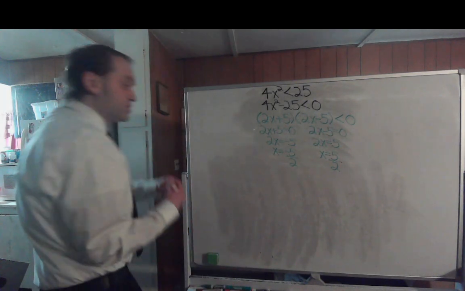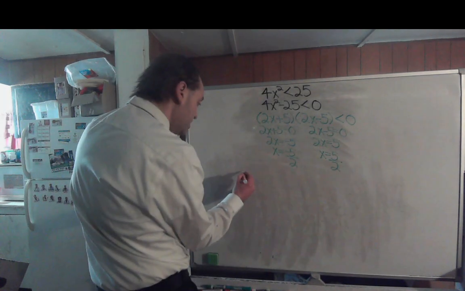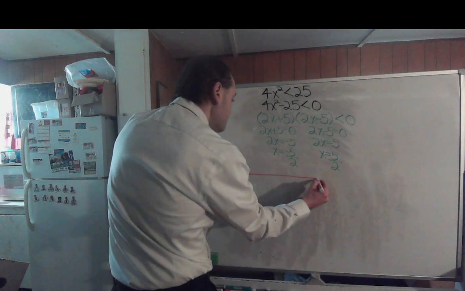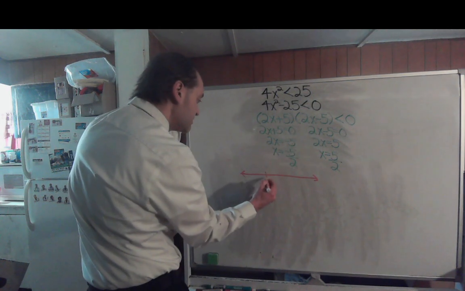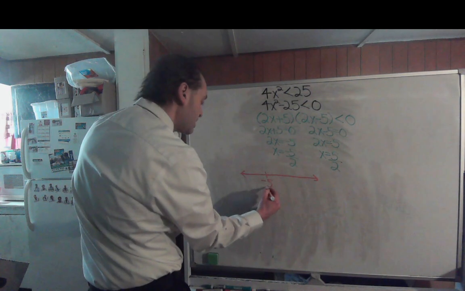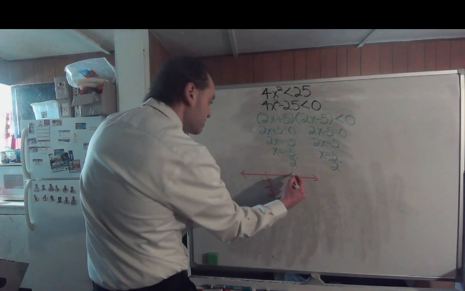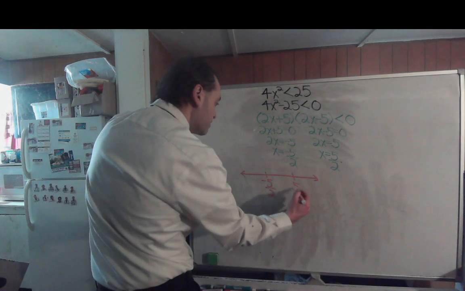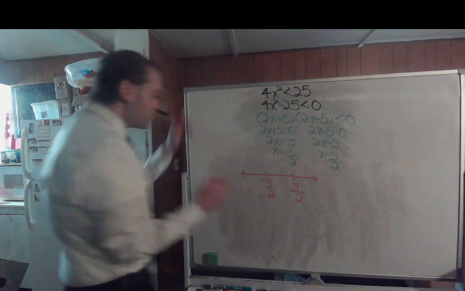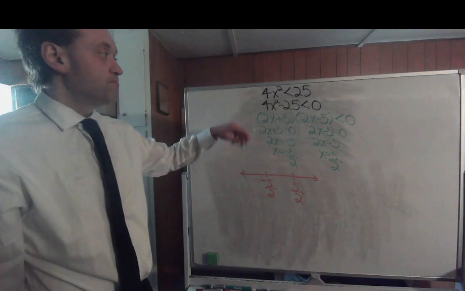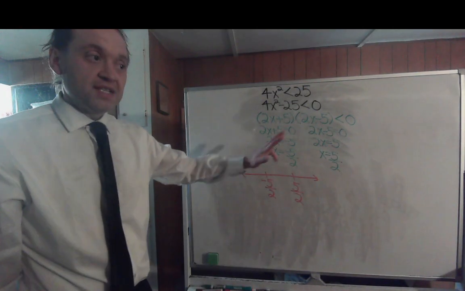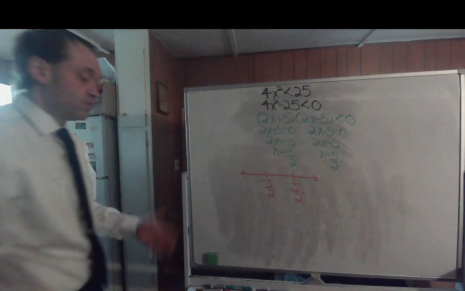But it's still the same process. Set yourself up a number line. We'll take the negative 5/2 for one part, then we'll take the positive 5/2 for another part. Now we need to test intervals to see where this inequality is less than 0. Where is it negative, in other words?